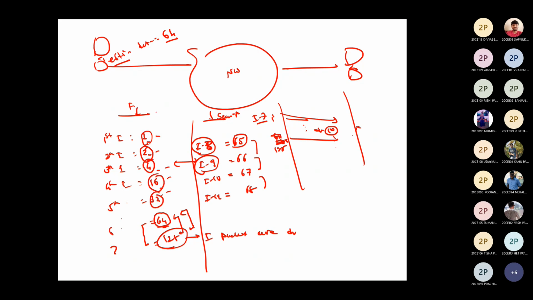Iteration 1, exponential. 2 raised to n, where n equals 0. So 2 raised to 0 equals 1. 2 raised to 1 is 2. 2 raised to 2 is 4. 2 raised to 3 is 8. Sorry, I forgot 8 over here. You have to take 8 over here. And 2 raised to 4 is 16, and so on.